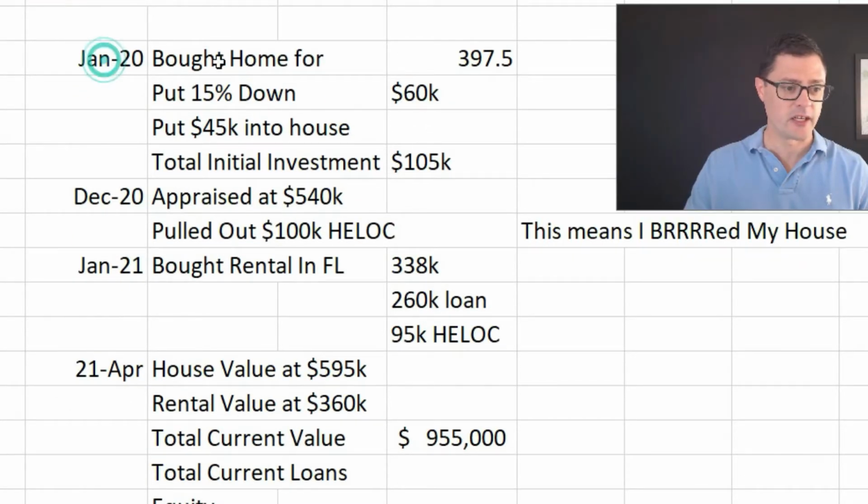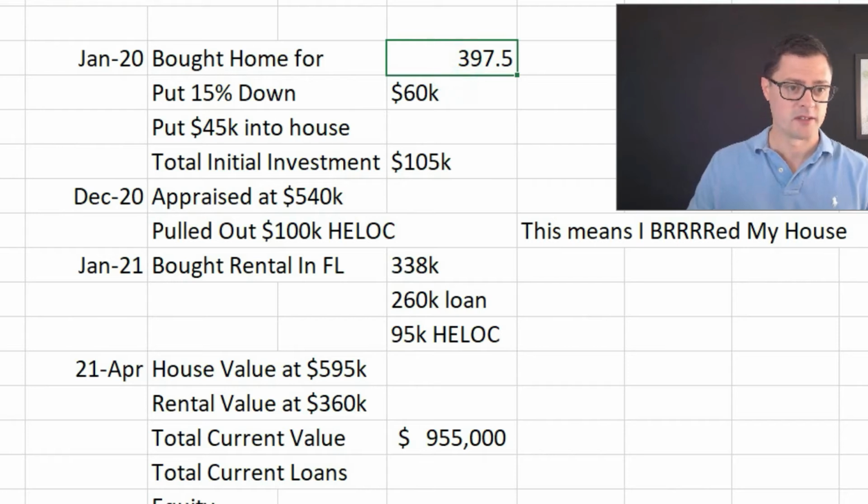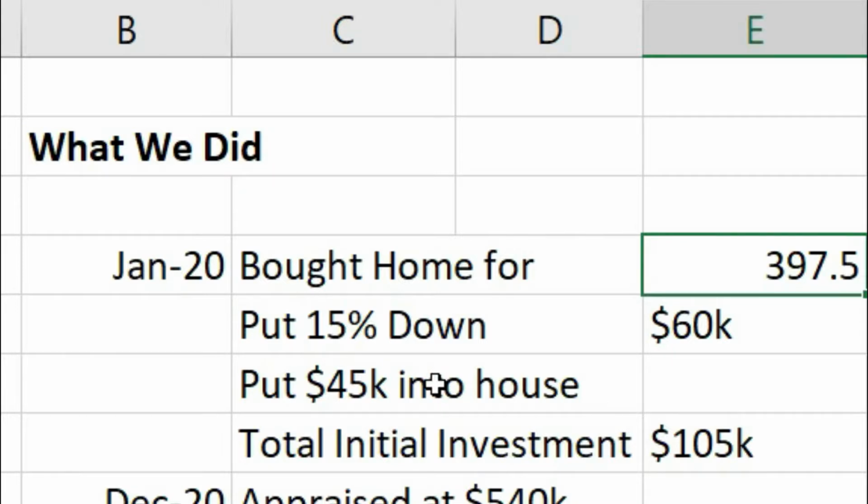So in January 2020, we bought a house for $397,500. We put 15% down, which was $60K. I'm a realtor. I got my own commission, so that covered my closing costs for me. But you could do a similar thing with an assist if you're buying a house.